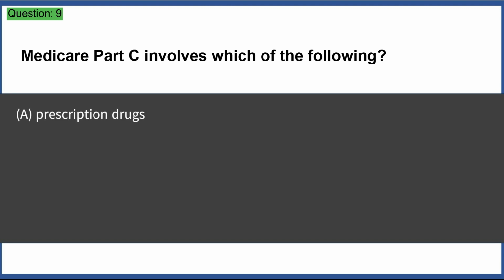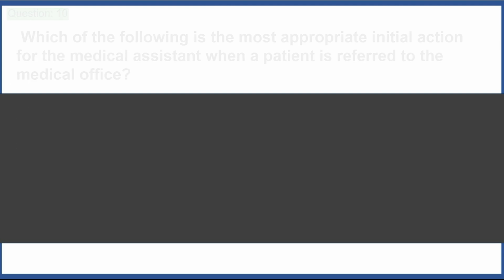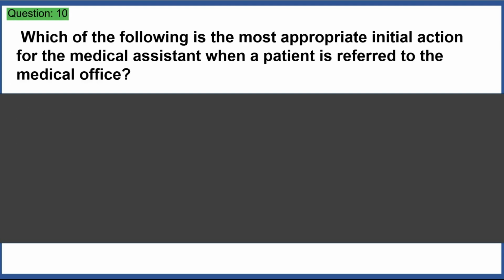Medicare Part C involves which of the following? A. Prescription drugs, B. Hospitalization, C. Private health plans, D. Indigent people. Answer: C. Private health plans.